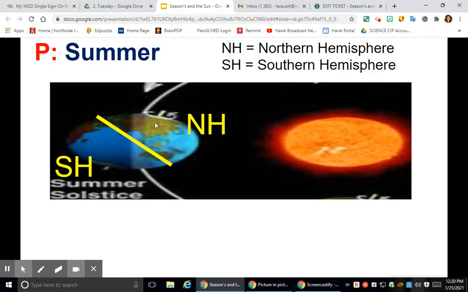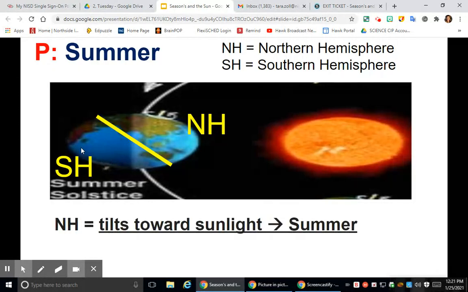Summer. So if we look here at Earth and look at that imaginary axis, the northern hemisphere is tilted towards the sun, so the northern hemisphere is experiencing summer. They're getting the most direct rays of the sun. The indirect rays are in the southern hemisphere, so they would be having winter.